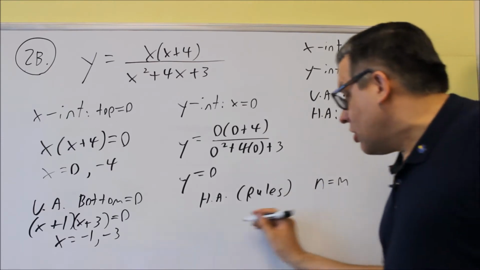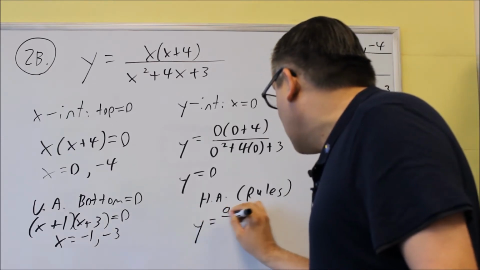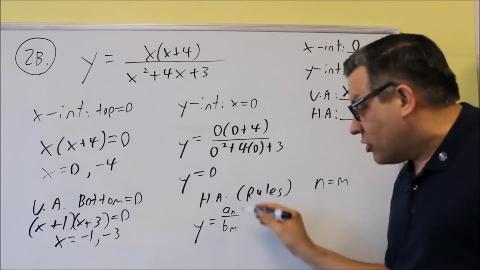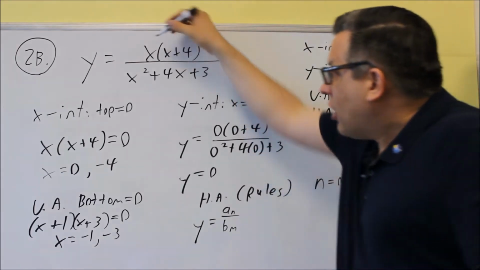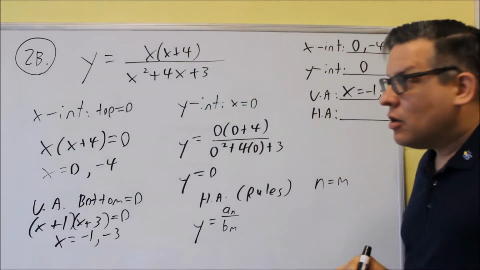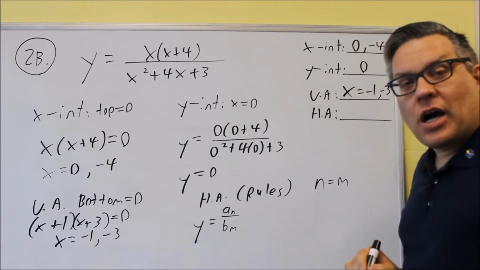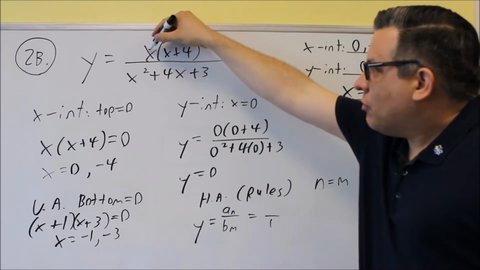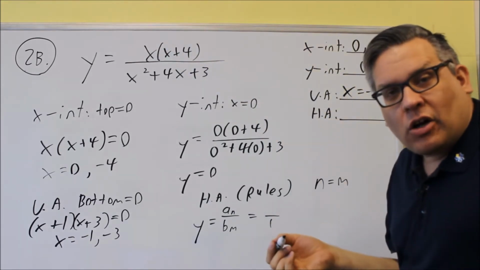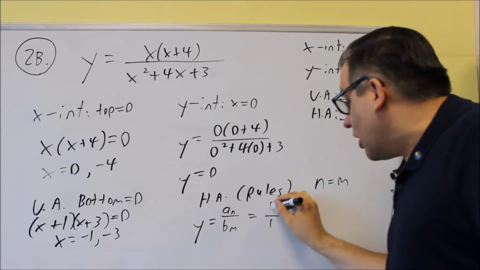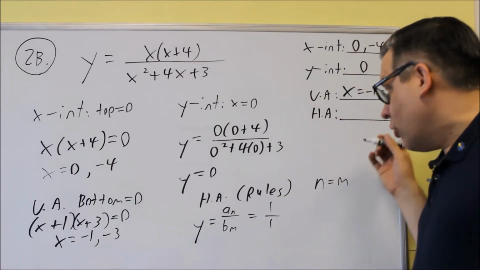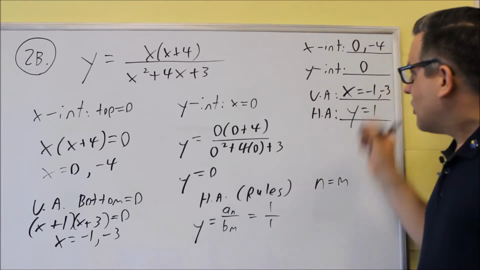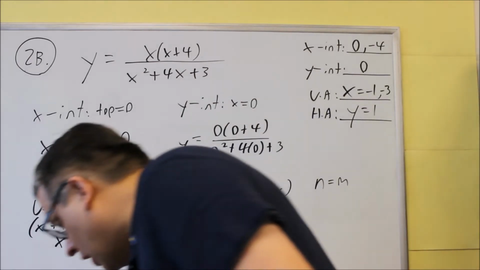We talked about in the lecture notes that when that happens, we have to use this formula, a sub n over b sub m. We're basically taking the ratio of the numbers in front of the x's with the highest power. There would be a 1 in front of the x squared on the bottom, so your b sub m is 1. And at the top, if you multiply the x out, you would get x squared, and that would be another 1 in front of the x squared. So you get y equals 1 over 1, which means I can just put y equals 1 for my horizontal asymptote. Now that's complete, I'm ready to do the graph.